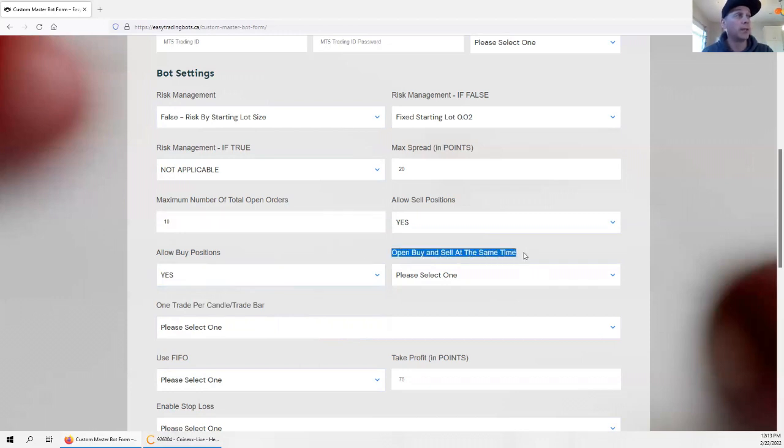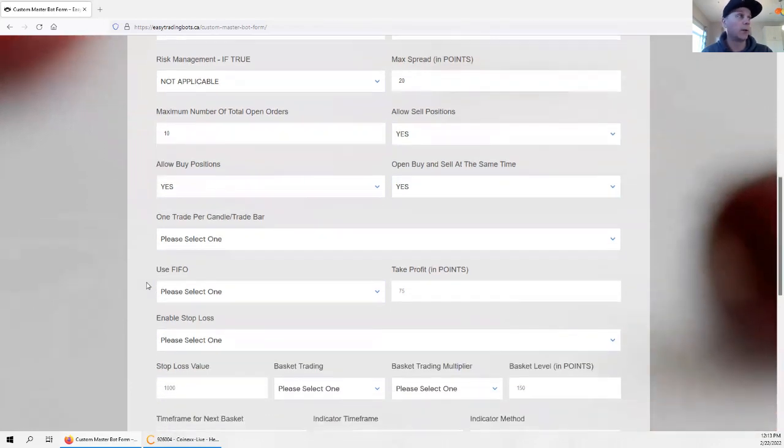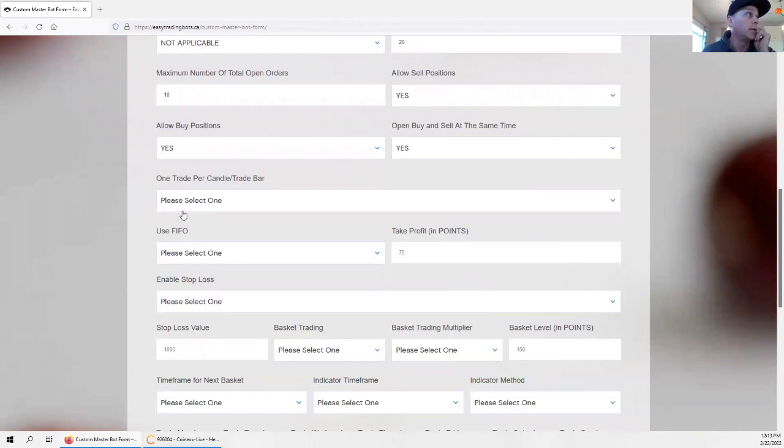Now, if you're familiar with my existing bots, you'll know that we do opposite trades. If you say no and the bot takes a sell position, and the indicators say a buy position is met, it will not take it because there's a sell open and the bot is saying do not open buy and sell at the same time. You select this to yes, which I would recommend, and all my bots do this, is that I do want to take buy and sell positions. But again, that choice is up to your strategy, and this is where custom bots give people flexibility.